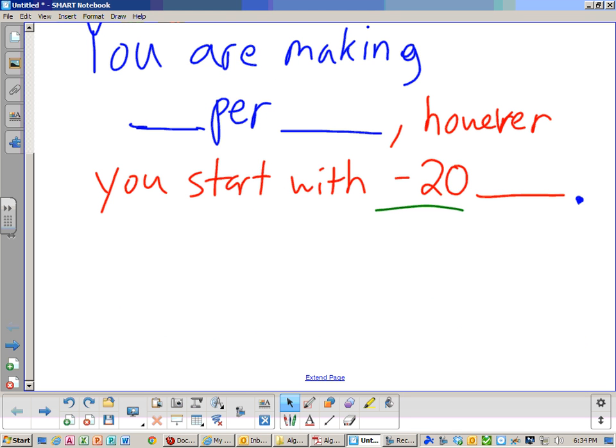You are making blank per blank. However, you start with negative 20 something. You fill in the blank right here. What goes right here? Then the story keeps on going. You are making blank per blank. However, you start with negative 20.